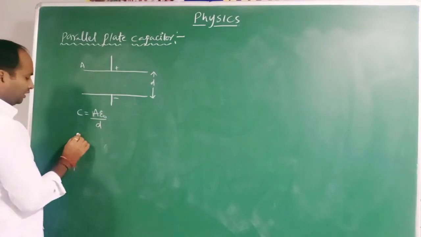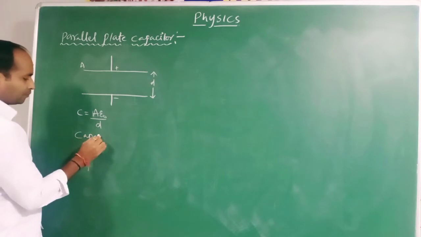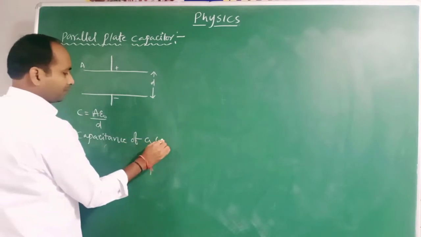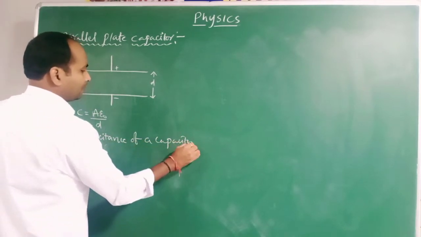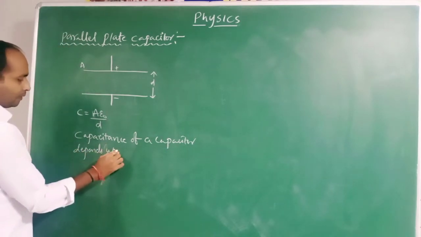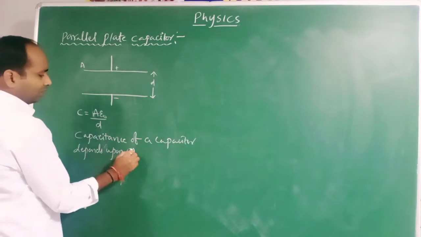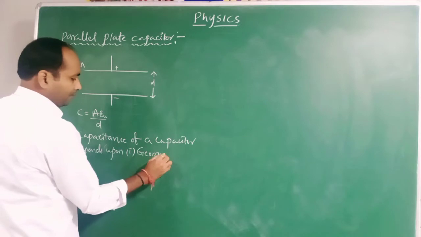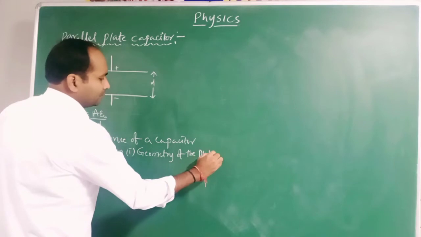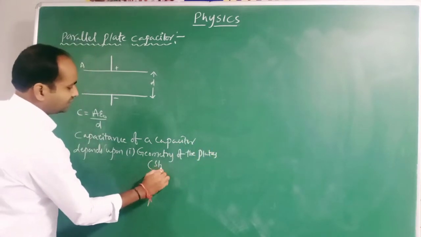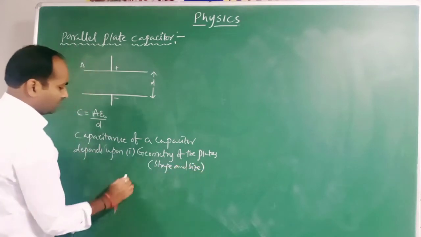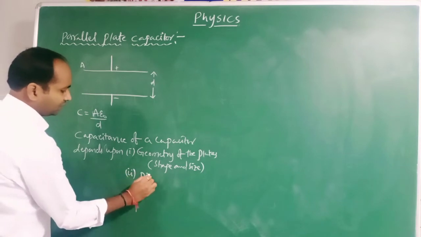Therefore, here we are writing that the capacitance of a capacitor depends upon, first, the geometry of the plates, that is shape and size, and second, the distance between the plates.